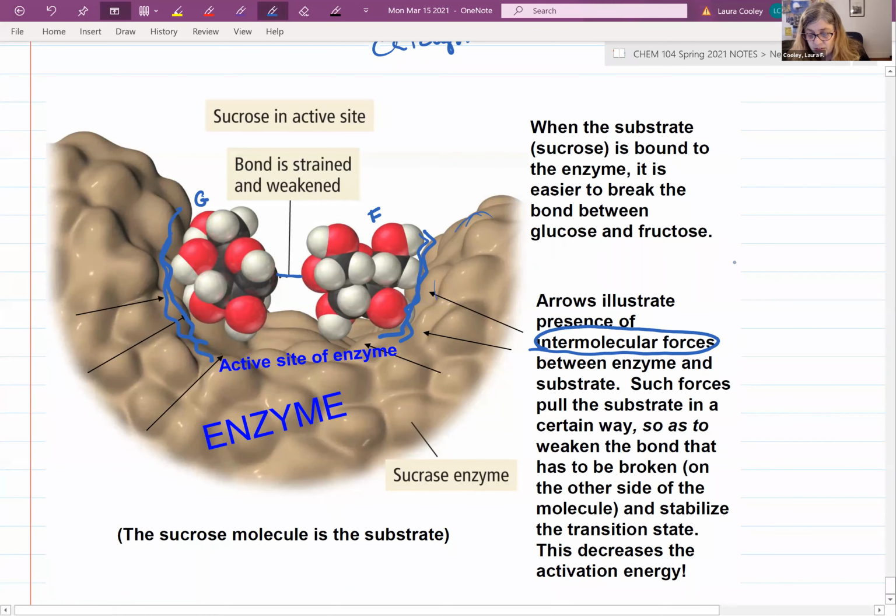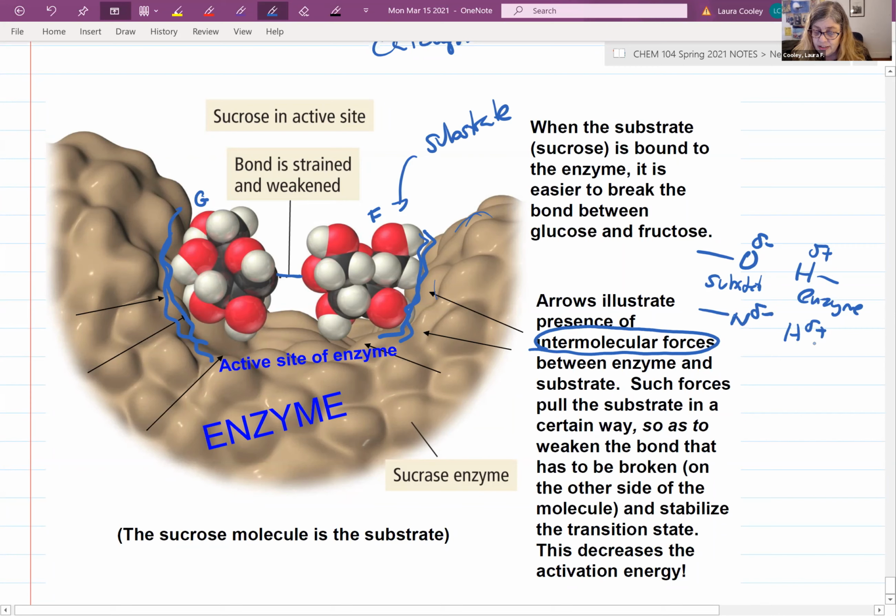And you know what these are. These are like oxygens that are delta negative, you know, and high. So this would be on the sucrose. So this is the substrate. Okay, so this would be on the substrate, and then this would be on the enzyme. Or maybe you have a nitrogen that's delta negative and a hydrogen that's delta plus. Or maybe you have a nitrogen that's delta plus and a hydrogen here delta negative, a hydrogen that's delta plus. So this is the substrate and the enzyme. That's what these interactions are here.